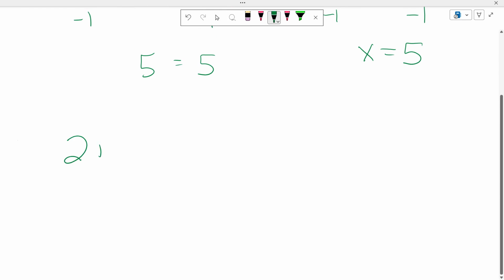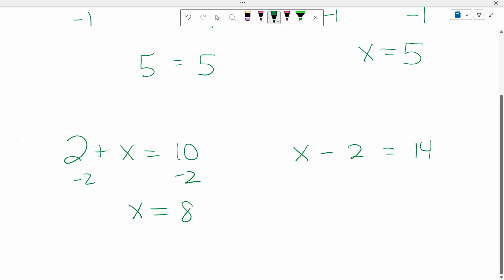So if we have 2 plus x equals 10, this is addition, we do subtraction, x equals 8. What about x minus 2 equals 14? Since that is subtraction, we do the opposite, which is addition. We'll add 2.